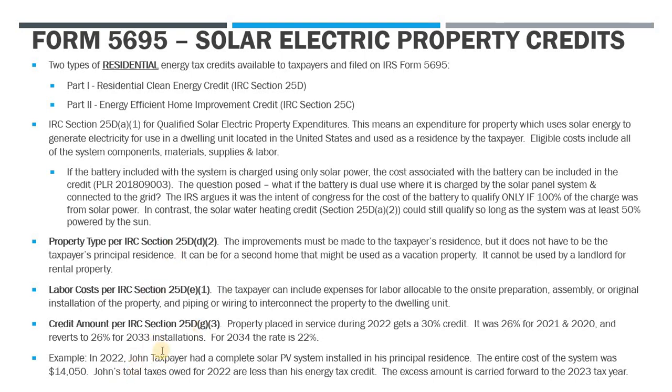All right, so in our example here, we've got John, taxpayer. He installed a system in his principal residence, right? He lives there, so it qualifies. The entire cost all in was $14,050. And so what we're going to see on John's tax return is when he claims the credit, he's actually not going to get to use the full credit in the current year because it exceeds his tax liability.